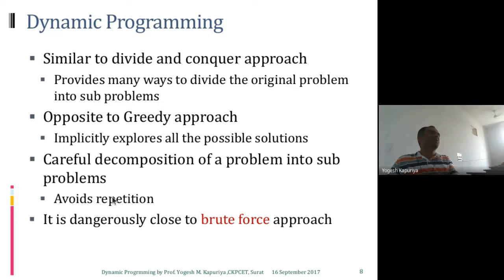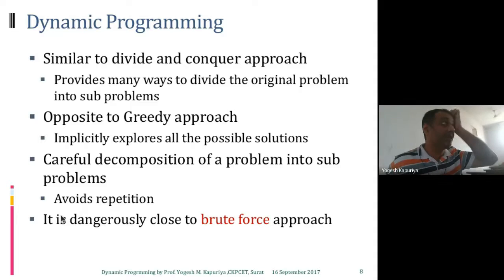Okay, it is similar to the divide and conquer approach, but in divide and conquer you always have to divide, and the method of division is fixed. Here that is not fixed. Here your problem will be divided into various parts. It is opposite to the greedy approach because in greedy we are not exploring all the options. We are actually looking at only the current scenario. So that's why it is said that it is opposite to the greedy approach.